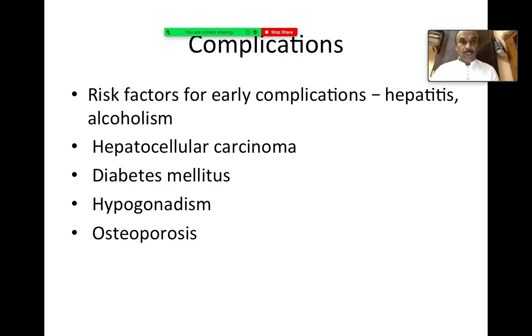So what are the complications? The risk factors for early complications are presence of hepatitis and alcoholism at the time of diagnosis. The complications being hepatocellular carcinoma, diabetes mellitus, hypogonadism, and osteoporosis. Okay. Well, this is all about the hemochromatosis.